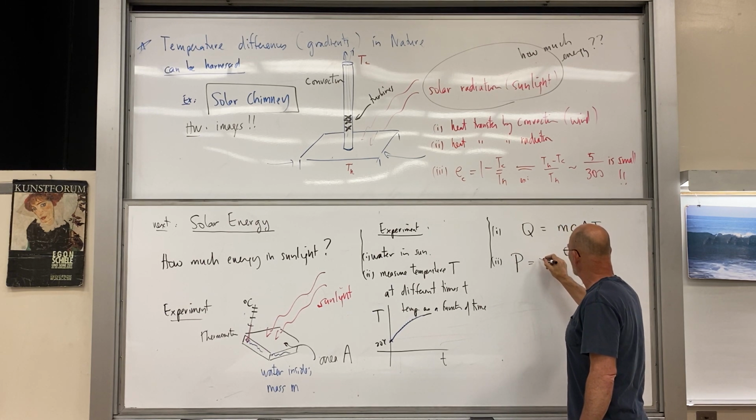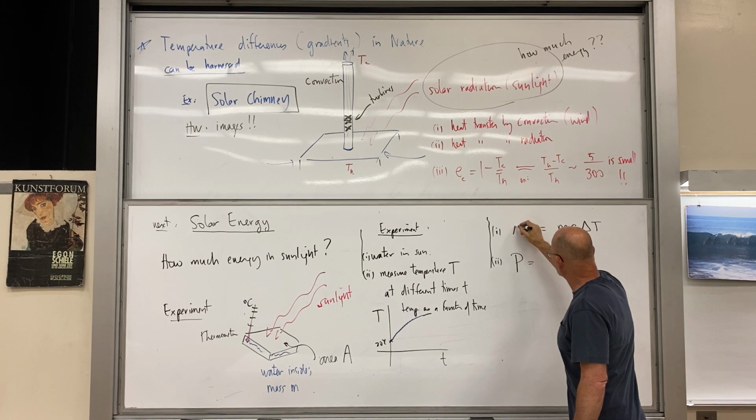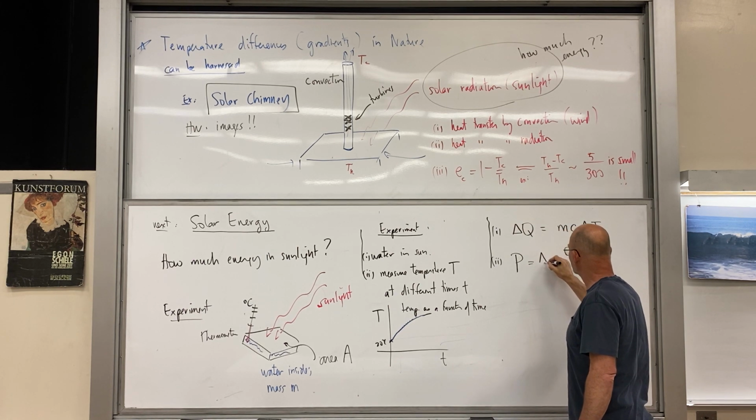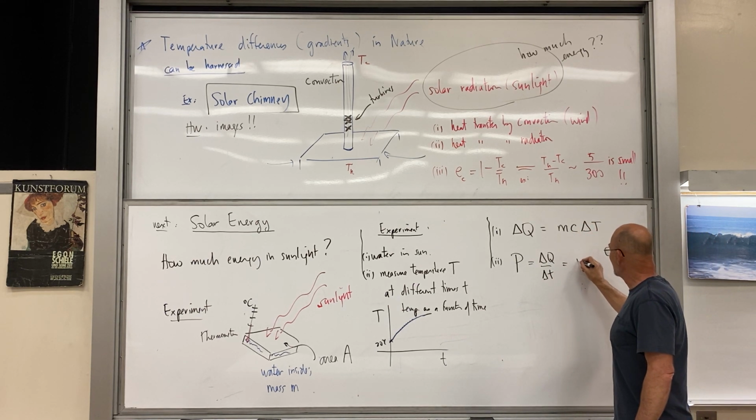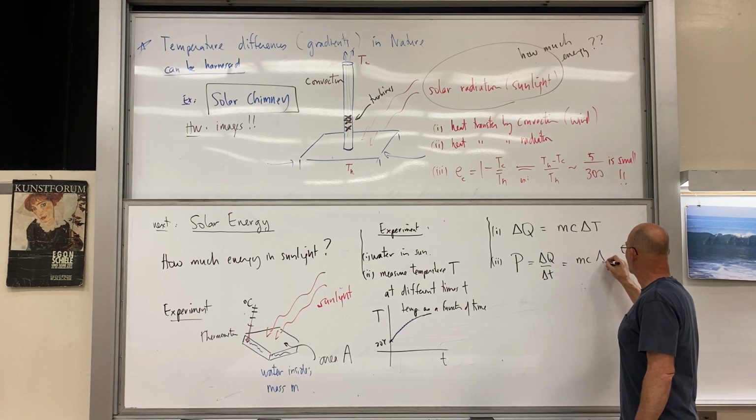And then the next thing we can do is have power equals, let's go ahead and call this delta Q. Power is energy over time. That's the power, and that's mc delta temperature over delta time.